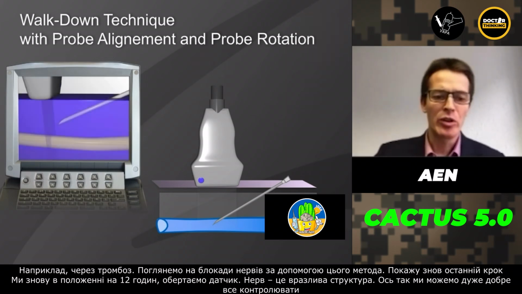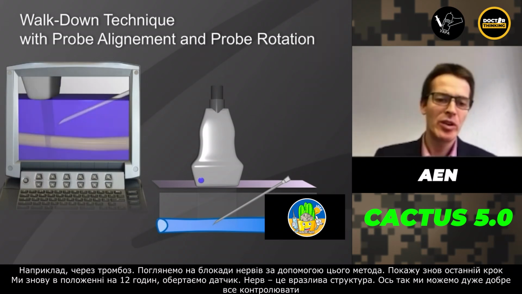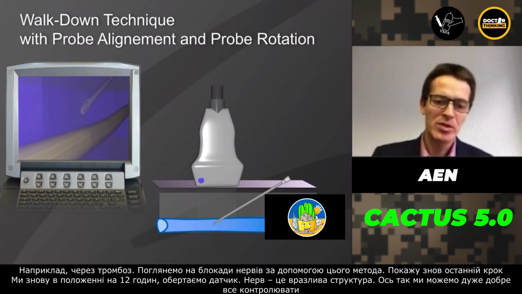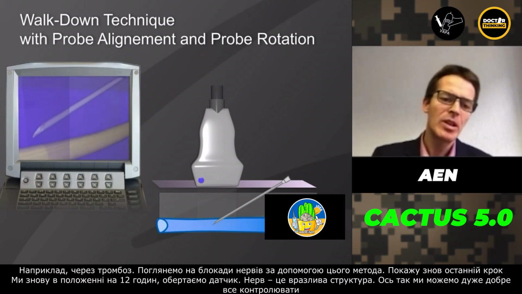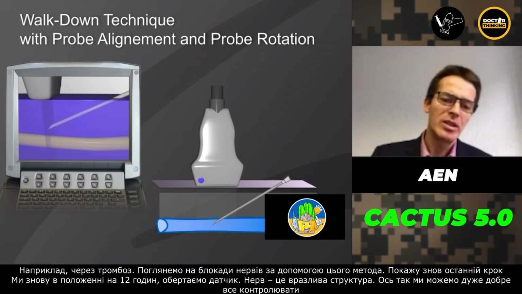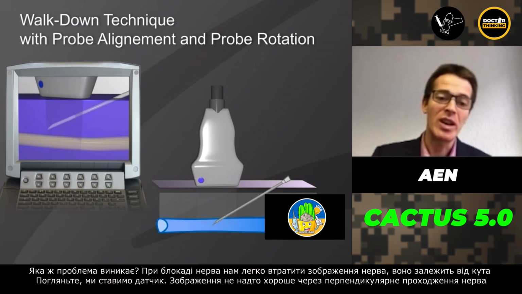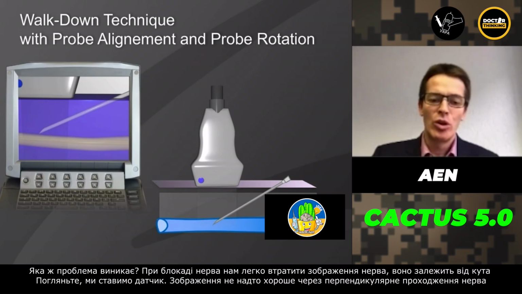Okay, let's have a look at nerve blocks with the same method. We show again the last walk down steps, in this case again to the 12 o'clock position, and then at a little distance we rotate the probe so that the last step towards the vulnerable nerve structure is very well controlled. Okay, so what else is an issue?